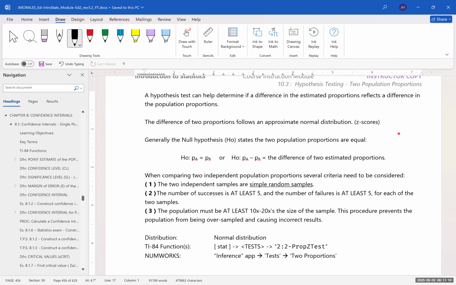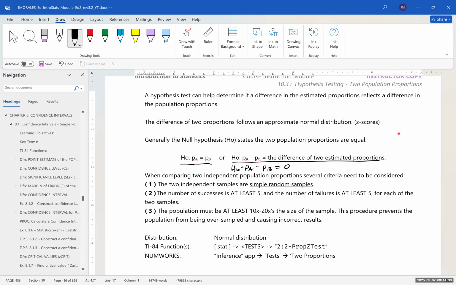And there are two ways to express that. The null hypothesis is that population A's proportion is equal to population B's proportion, or the null hypothesis is that the difference of the proportion of population A minus the proportion of population B is equal to 0. But if the difference was anything other than 0, then this is how you'd write it up above.